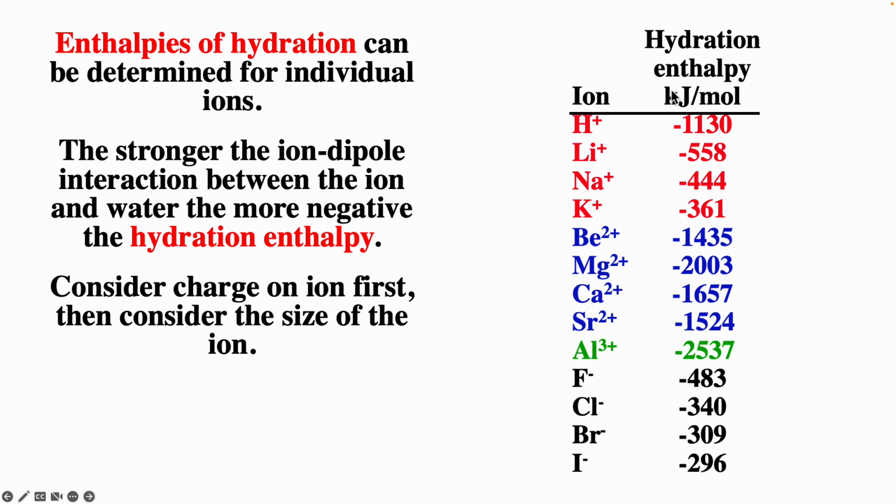And if we look at a table of enthalpy of hydration, these ones in red are +1, and then here we have +2, a +3, and a -1. And so the +1s and -1s are typically a few hundred kilojoules per mole, except for hydrogen. And then the +2s are over 1,000, and the +3 is over 2,000. So again, charge is the most important consideration, and then size.